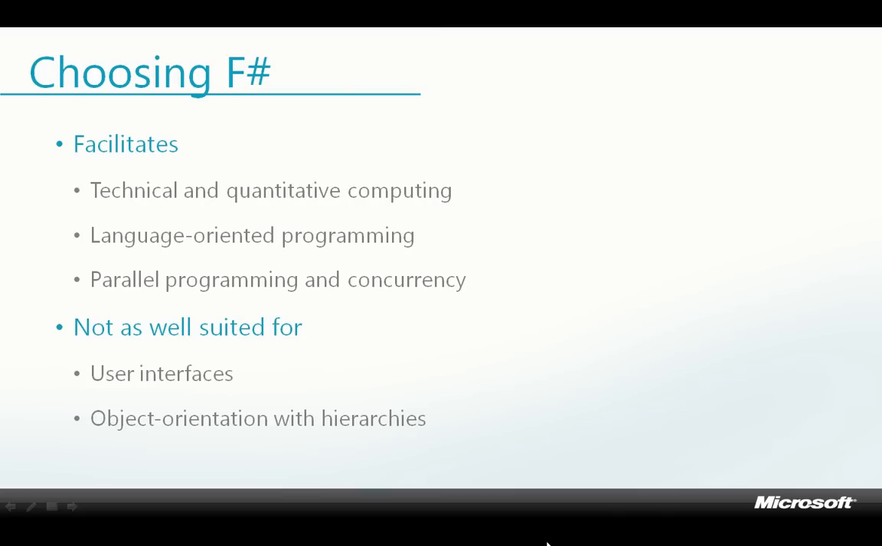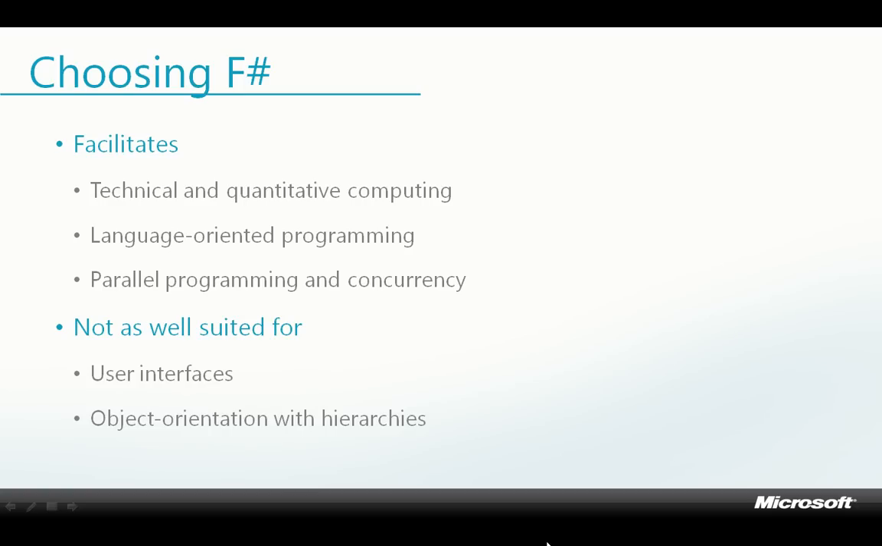Okay, how about some of the situations where functional programming can be especially useful, situations where F# can be a better language choice? The first area is technical and quantitative computing situations where you have a lot of numbers to crunch. That can be simulations, for example, or data mining or something. And then language-oriented programming, like writing a custom parser for a particular domain-specific language. And then, as we've said before, parallel programming and concurrency.